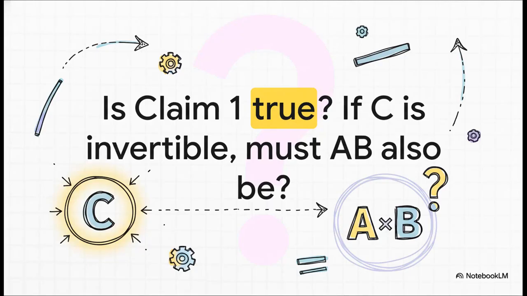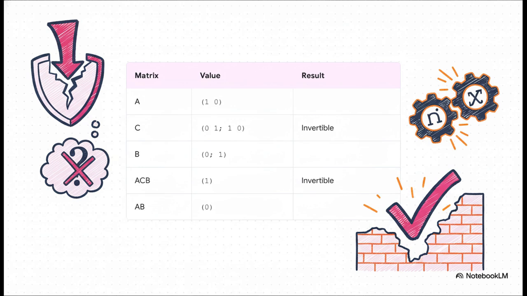So this first claim seems plausible, doesn't it? If the matrix C, sandwiched in the middle, is invertible, it just feels like that property should extend to its neighbors, A and B. It's a really tempting idea. But in math, a hunch isn't enough. We need proof. And boom!